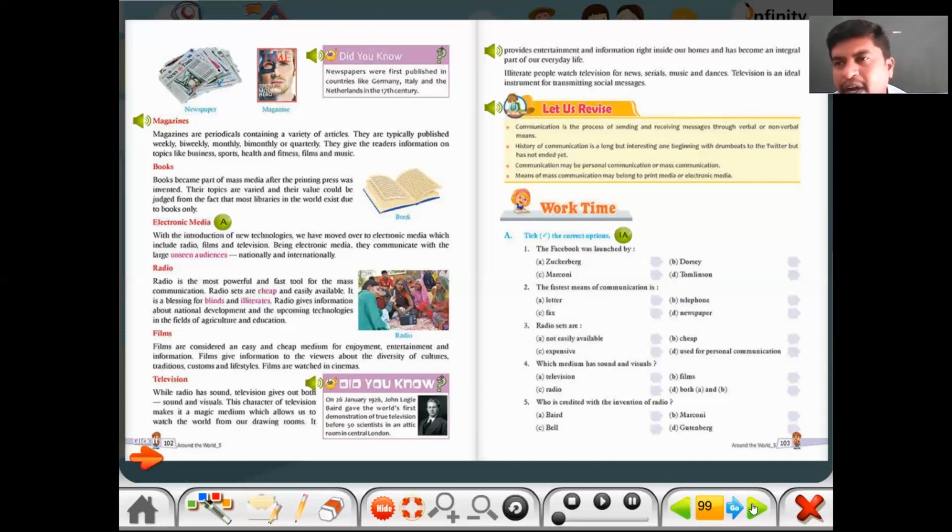Okay. Actually, for anyone, books are the real friends. Dr. Ambedkar said that books are real friends of mine. Books became part of mass media after the printing press was invented. After the printing press came into existence, the books started being printed. The topics were varied and their value could be judged from the fact that most libraries in the world exist due to these books only. You have books or textbooks. The textbooks give accurate facts about the topic. Am I right? So the books are so important in anybody's life. This is called mass communication.